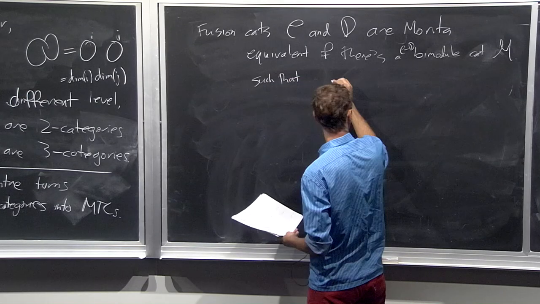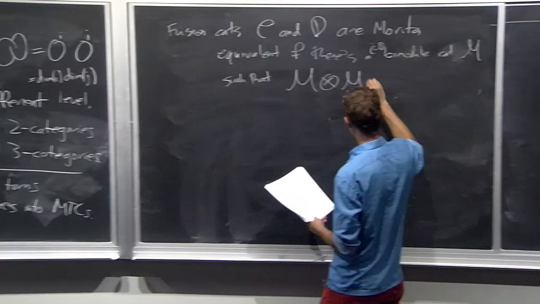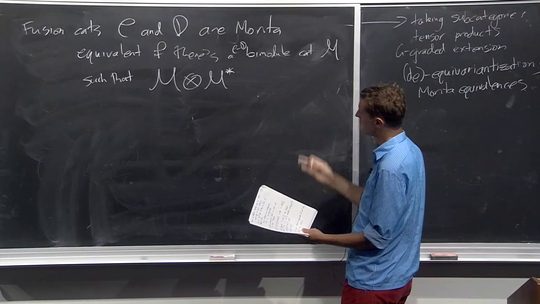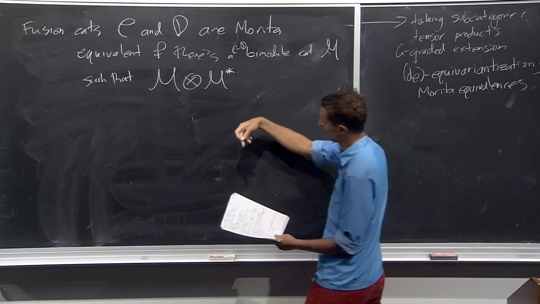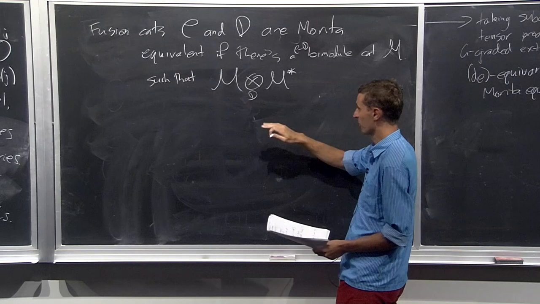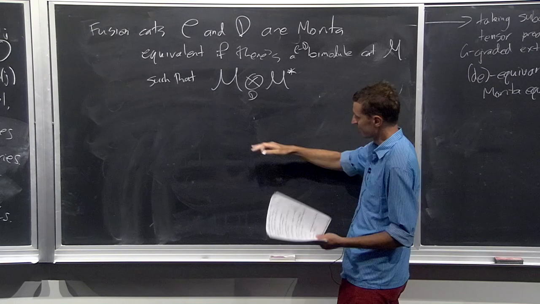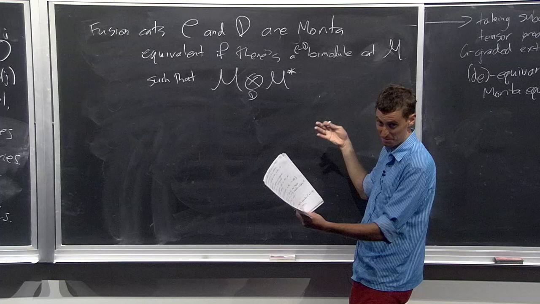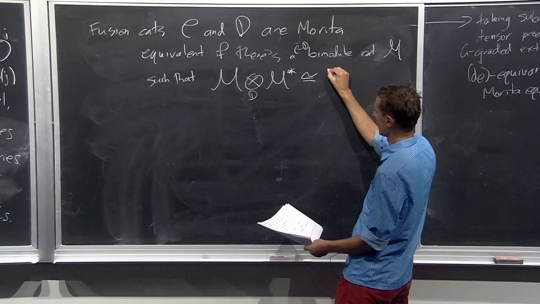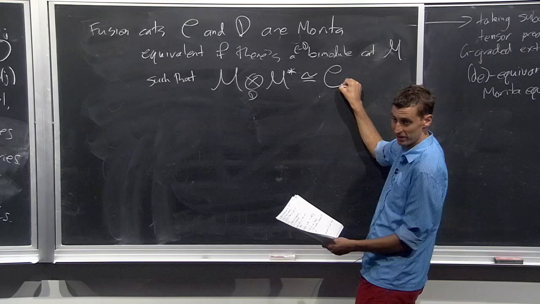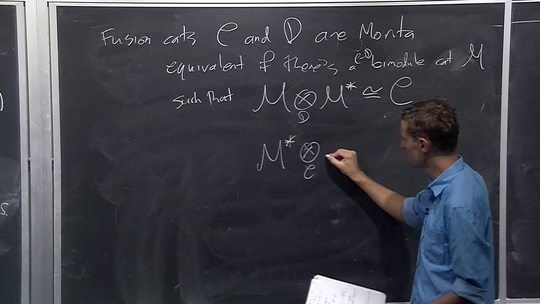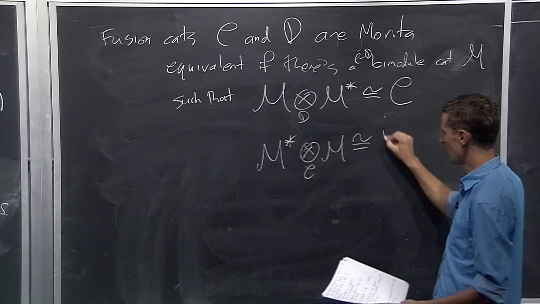Well, I can take M and take its opposite category. There's an easy thing to do that turns it over and makes a D-C bimodule category. And then there's this notion of tensor product over a category. I'm not going to define it, but it's a categorical version of tensoring modules over a ring. And this, which is itself now a C-C bimodule category, should just be C itself. And you can do it the other way around. You can tensor M dual over C with M, and that should be D.